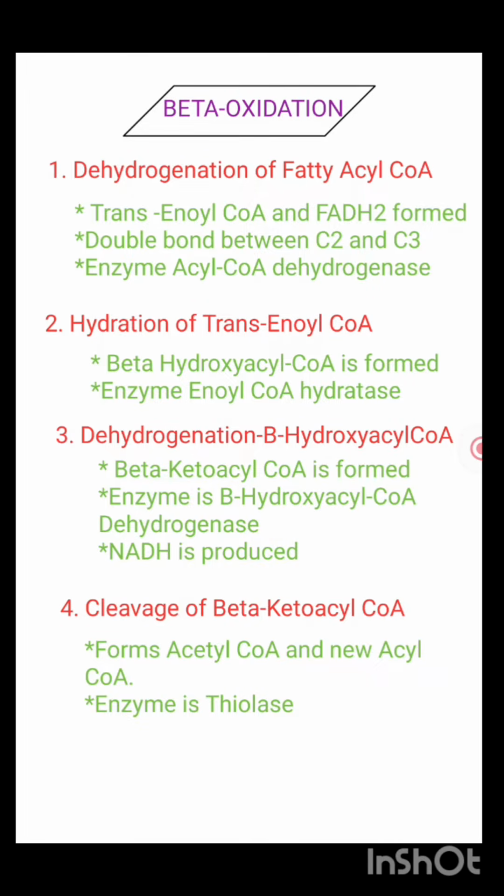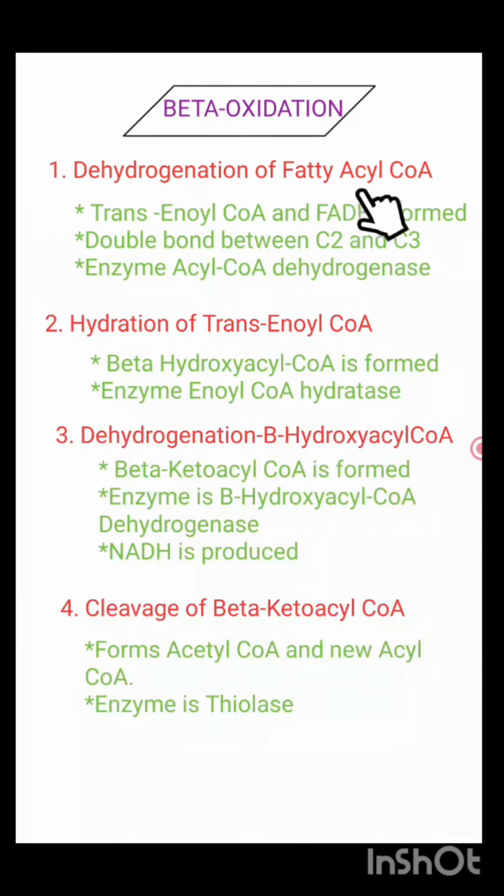Now, there are basically 4 steps that I want us to consider. The first one is dehydrogenation of the fatty acid CoA. Now, what is happening here is that you are actually removing 2 hydrogen atoms. And these 2 hydrogen atoms that are removed from the fatty acid CoA will be accepted by FAD to form FADH2. And that's why you are producing FADH2, because FAD is actually accepting the 2 hydrogen atoms that are part of the fatty acid CoA.